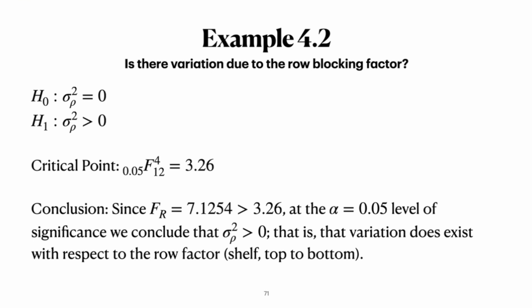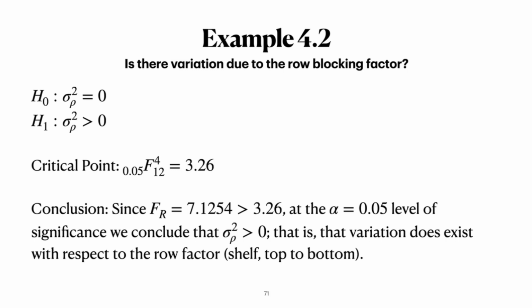The null hypothesis being tested here is that sigma squared sub rho is equal to 0. In other words, there's no variation due to the row blocking factor, no variation with regard to the shelf, the vertical position in the oven, against the alternative hypothesis that there is variation due to the row blocking factor. We'll use a 5% significance level, but again, you could use a 10% significance level or whatever seems to make sense in a particular situation.